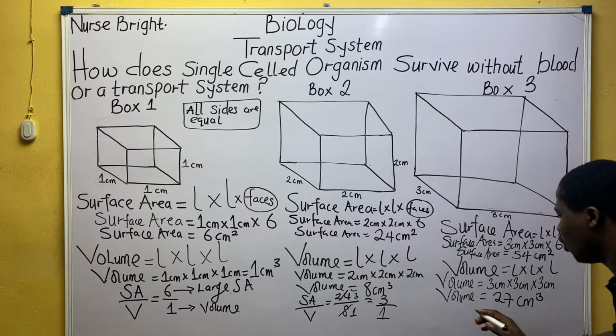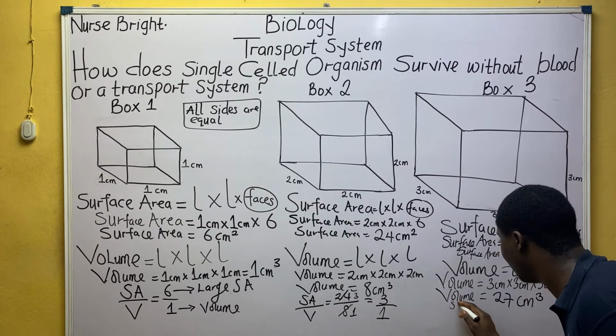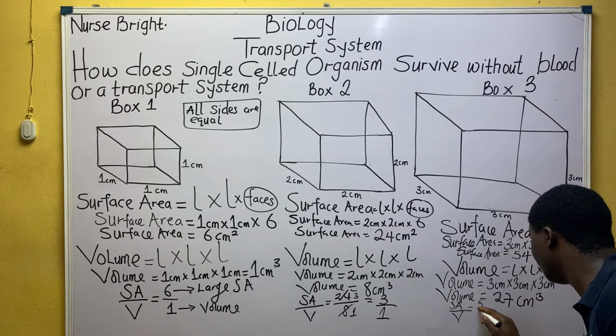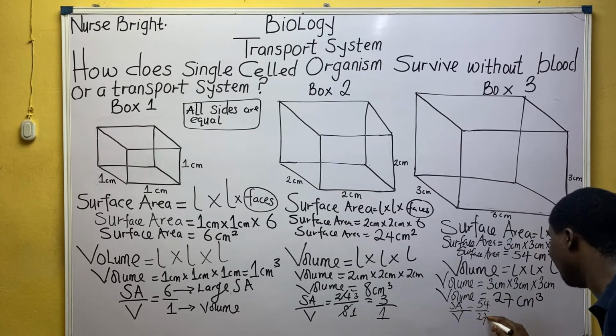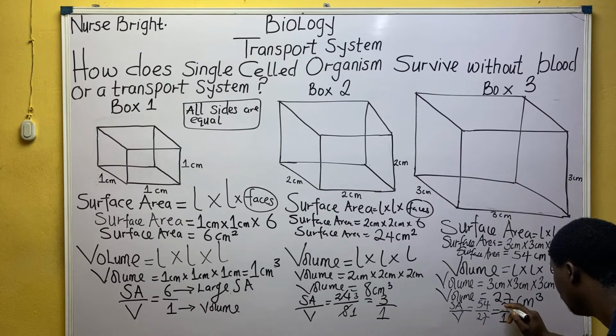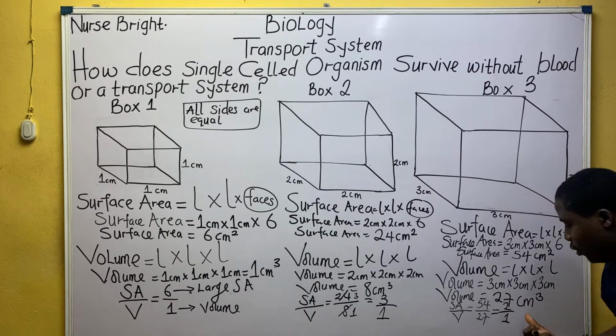So what becomes the surface area to volume ratio now? It's 54 over 27, which basically is best written as, because 27 goes into 54, 2 over 1. Sorry, 54 divided by 27 is 2, not 3. You understand what I'm saying, right? 2 over 1.